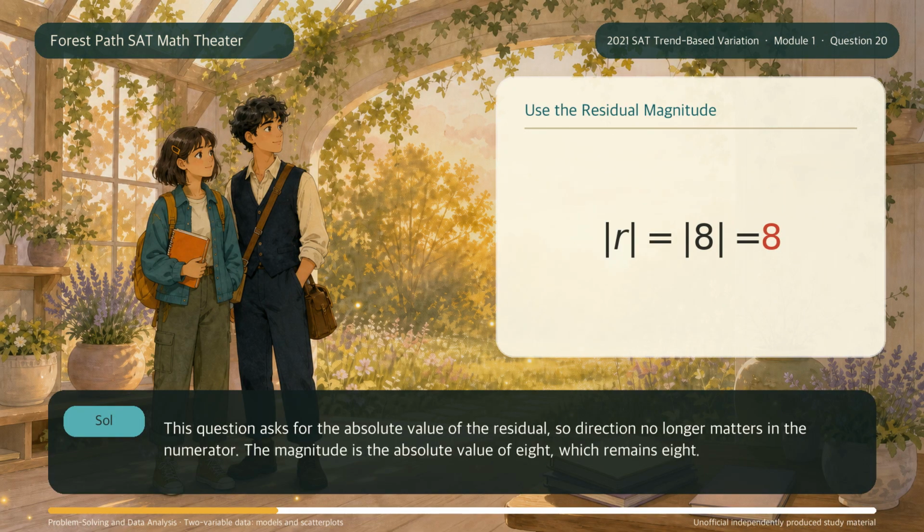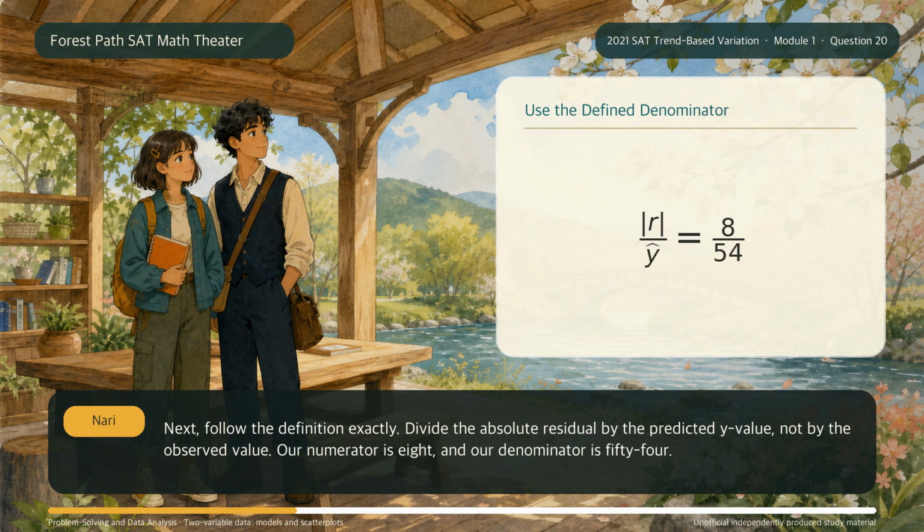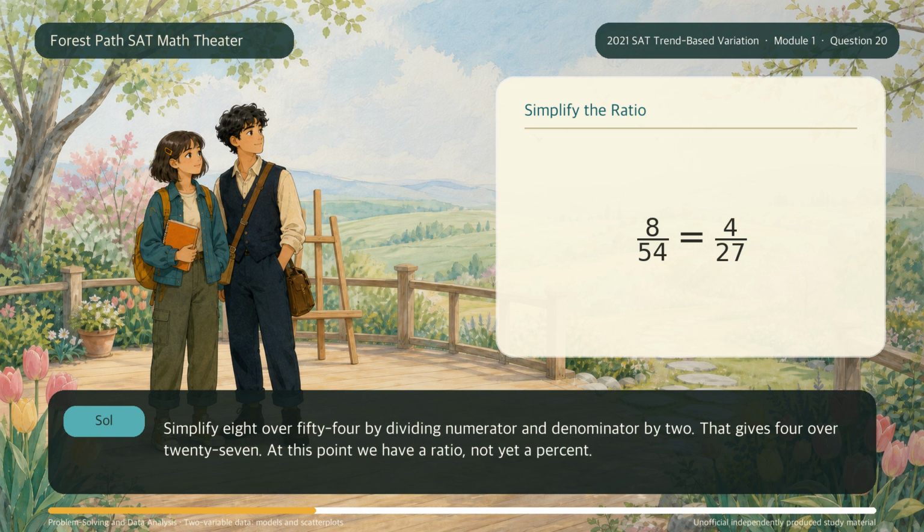This question asks for the absolute value of the residual, so direction no longer matters in the numerator. The magnitude is the absolute value of 8, which remains 8. Next, follow the definition exactly. Divide the absolute residual by the predicted y value, not by the observed value. Our numerator is 8, and our denominator is 54. Simplify 8 over 54 by dividing numerator and denominator by 2. That gives 4 over 27.